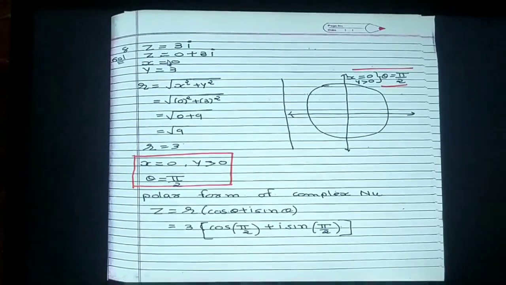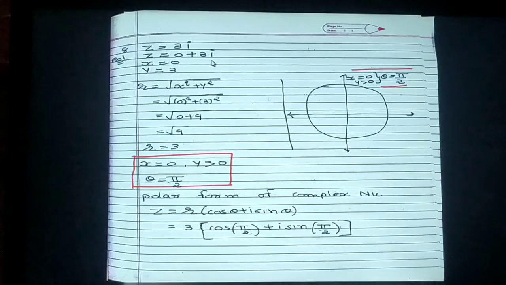Next, z is equal to 3i. z is equal to 0 plus 3i. So x is equal to 0 and y is equal to 3. Now r is equal to under root x square plus y square. x is 0, y is 3. So 0 square plus 9, under root 9. r is equal to 3.